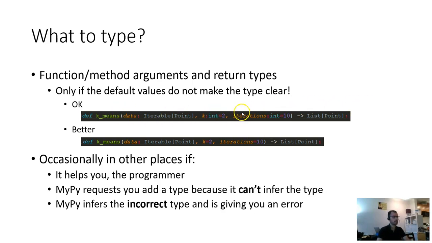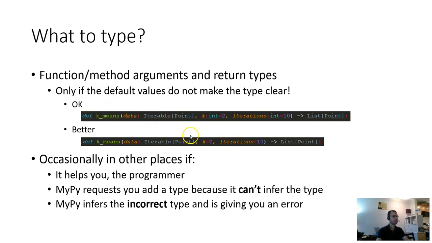So you can do this, but this is really unnecessary. Because of the default value of 2, we know that k is going to be an integer, right? And MyPy can infer that as well. And so this is better. There's no default value for data, so it's good for us to specify the type. Sometimes maybe we could put None for this, in which case we should put in types to explain to MyPy that this is in fact an optional argument, even though it has a default value. But in general, the default value tells you what the type can be, and so you don't need to annotate the type there as well.